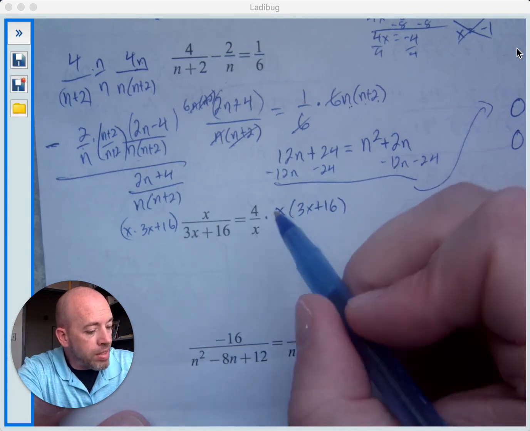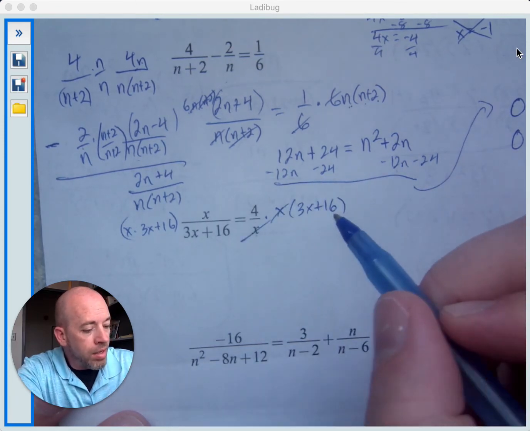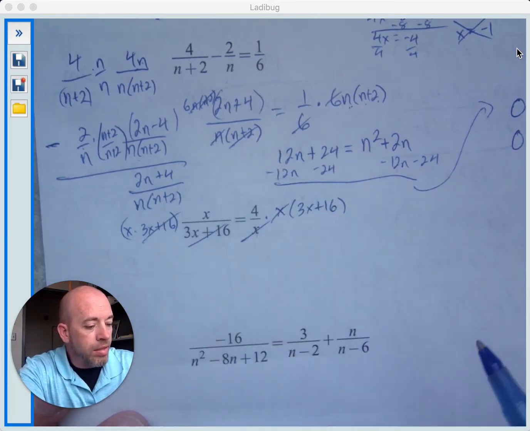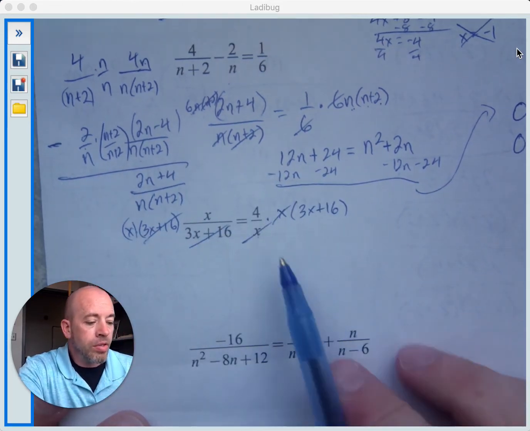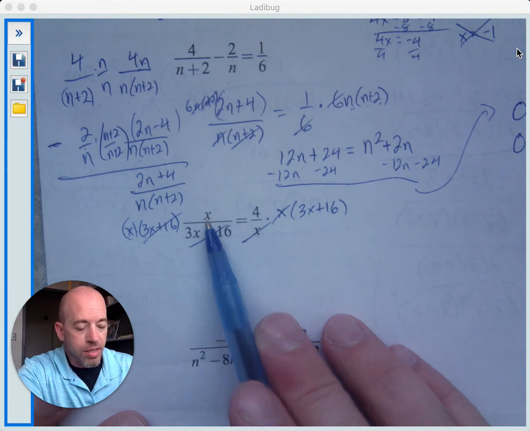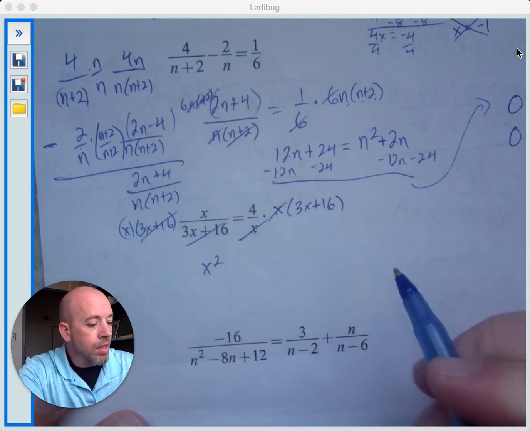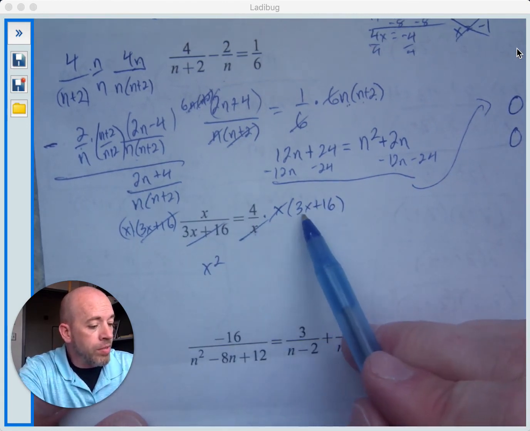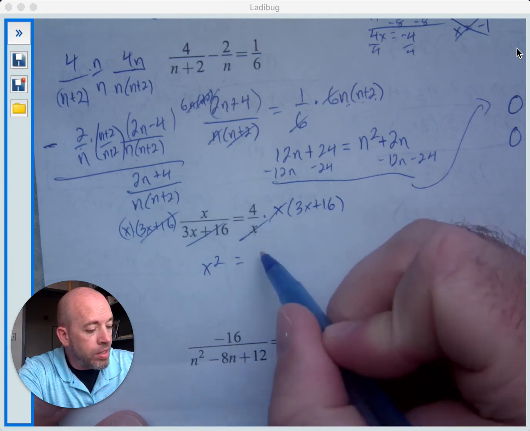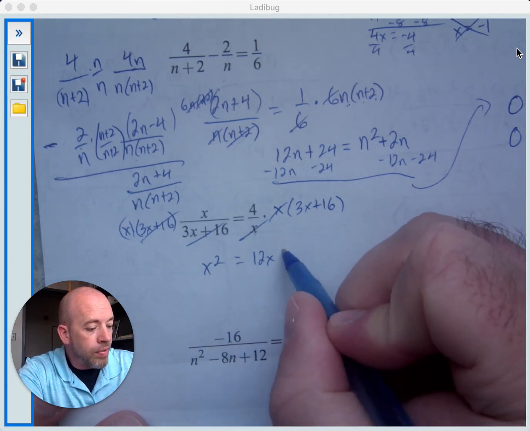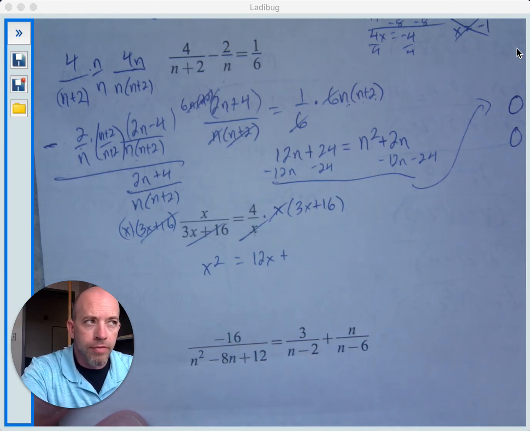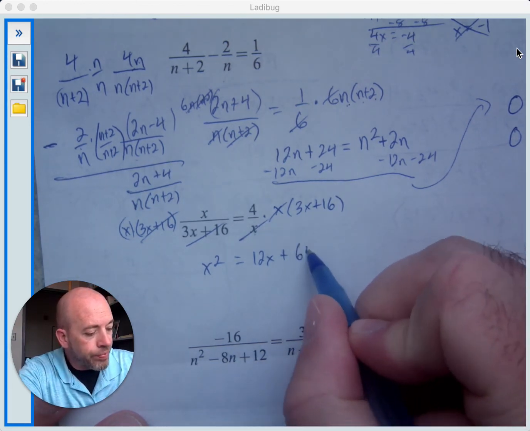So what happens? The x's cancel here. The 3x plus 16's cancel here. Put that in parentheses maybe. There we go. And then we can do the operations. X times x is x squared. 4, if I distribute, we get 4 times 3x is 12x. 4 times 16 is 64, I think, right? 64.